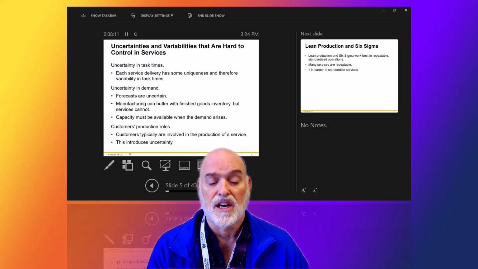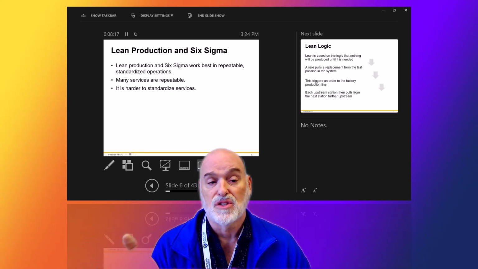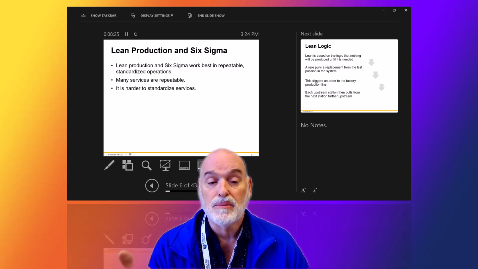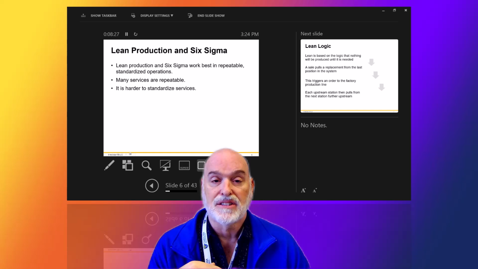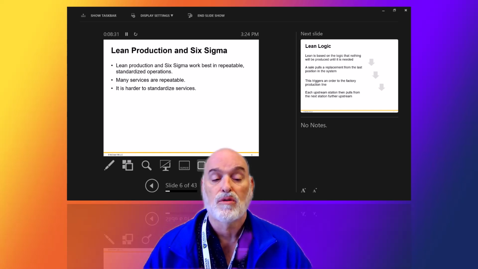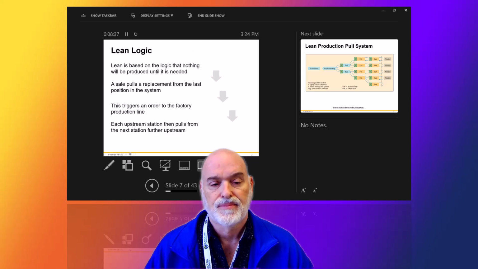Customers' production roles. Customers typically are involved in the production of a service, and when you do that, it introduces something called uncertainty. Lean production and Six Sigma. We've heard this term Six Sigma before. Lean production and Six Sigma work best in repeatable, standardized operations. Transaction. Many services are repeatable, but it's actually hard to standardize services.